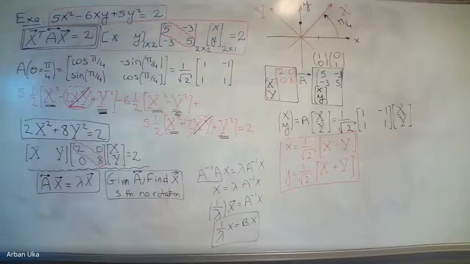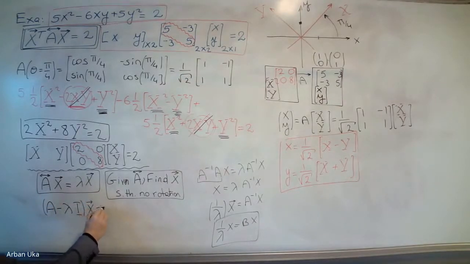But now, let's see how you can solve this system. What we can do is the following. We can write A minus lambda I times x is equal to 0. So what is this equation? What we need to do here is solve for x. But have you ever seen an equation like this before? And what did we call it?